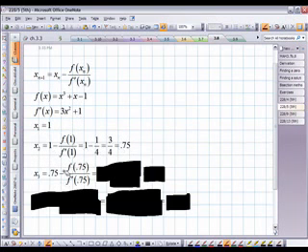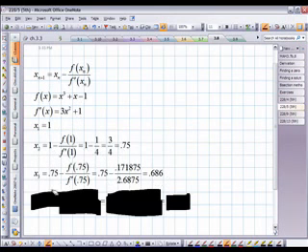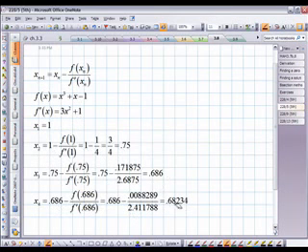0.75, you plug that in. So the next value, plug in 0.75. You get all this, 0.686 approximately. You plug that in to everywhere, and you get down to here. And you can see that this number on top is getting smaller and smaller, which implies that we're getting closer and closer to our answer.